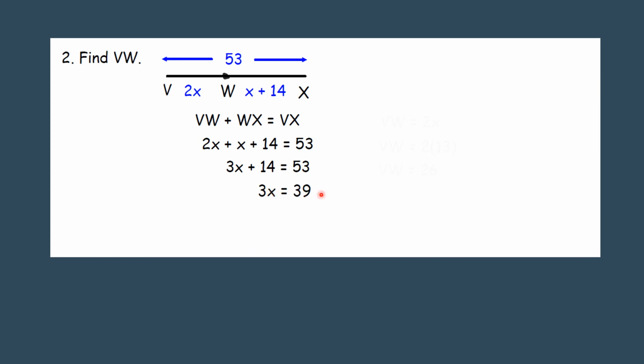And last but not least, I need to divide by 3 on both sides. So X is 13. Oh, great, I'm done. Wait a minute. I think I'm done. Am I done? Oh, wait a minute. Let me make sure I read the question. The question says, find the length of VW. Okay, VW is 2X. The length of VW is 2X.